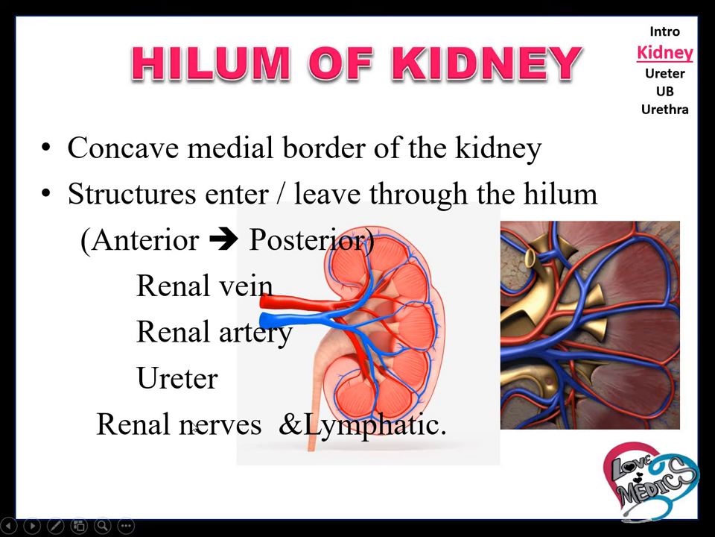Hilum of the kidney. The hilum is the concave medial border of the kidney, and the structures enter and leave the kidney through the hilum. What are the structures that enter and leave the kidney? From anterior to posterior, first the renal vein, then the renal artery and ureter, and renal nerves and lymphatics are present. These structures enter and leave the kidney.